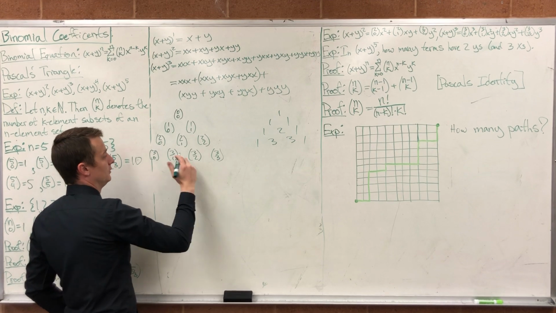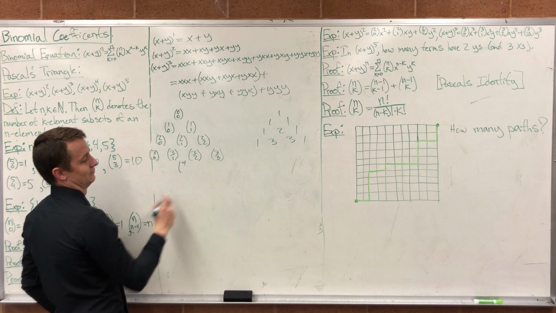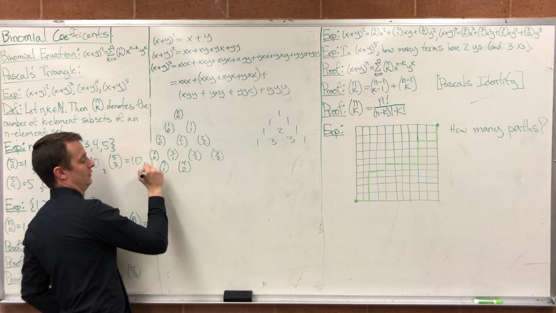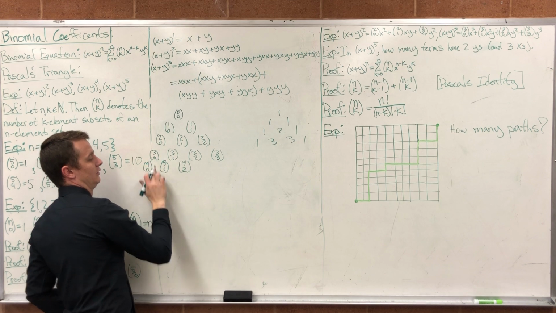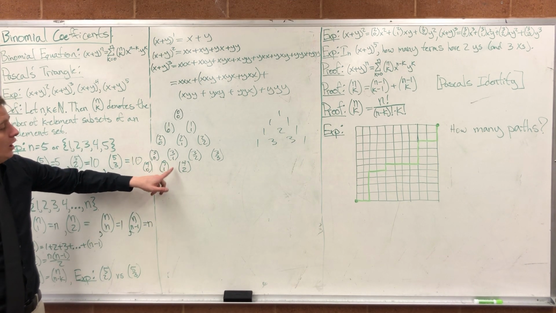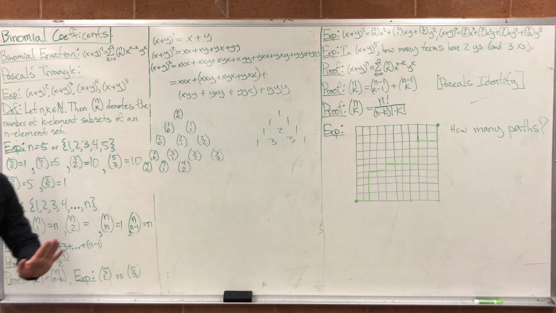4 choose 3. 4 choose 2 is 3... It's 2. Oh yeah, you need a 0. Right? Is it always the case? So is it the case that 3 choose 1 plus 3 choose 2 gives us 4 choose 2?